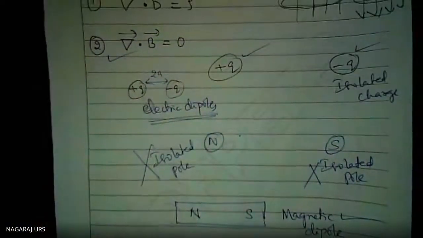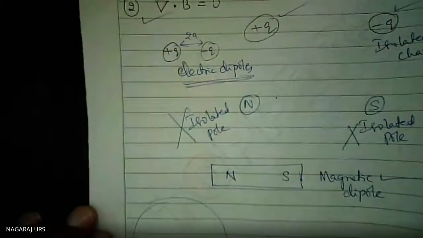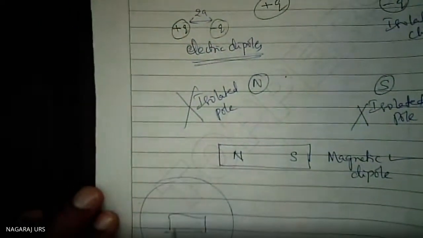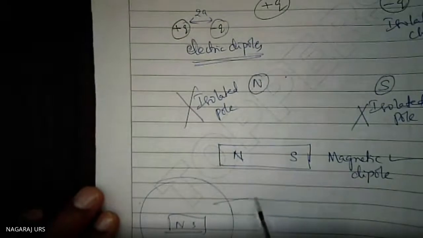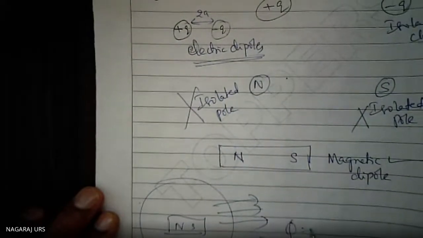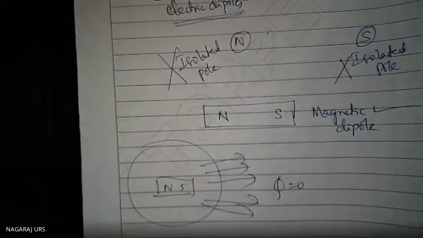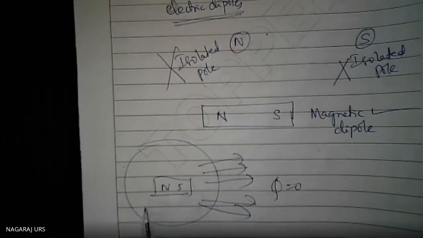Del dot B is equal to 0. It means if you choose a surface area and keep a magnet here, with north pole and south pole, the total magnetic flux coming out is equal to 0. The flux is 0 because the north pole is there and the south pole is also there. The outward flux is 0, or the inward flux also, it is always 0 due to a magnet, because a magnet contains both a north pole as well as a south pole.